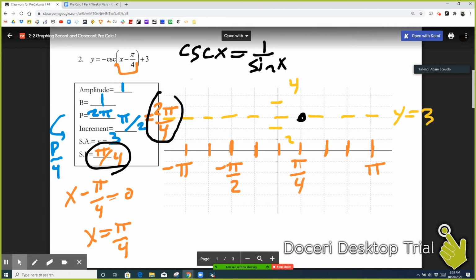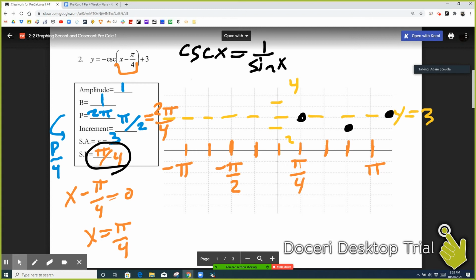Remember, our increment was 2 pi over 4. So we're going to go over 1, 2. And then since there's a reflection, we're going to go down 1. And we're going to plot that point right there. And then go over an increment, so 2 tick marks. So that's 2 pi over 4. And then back up to the midline.